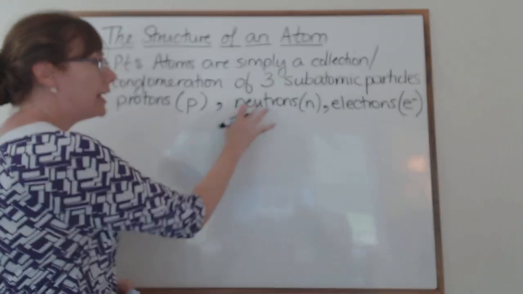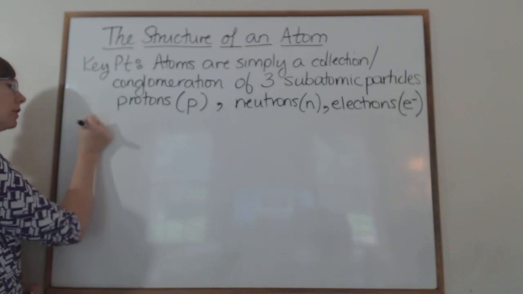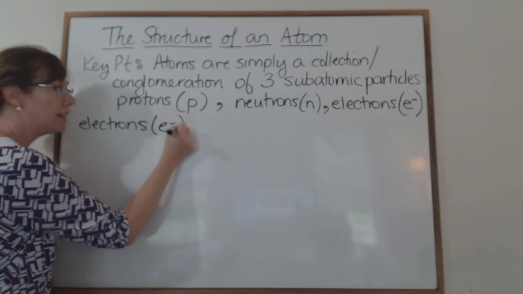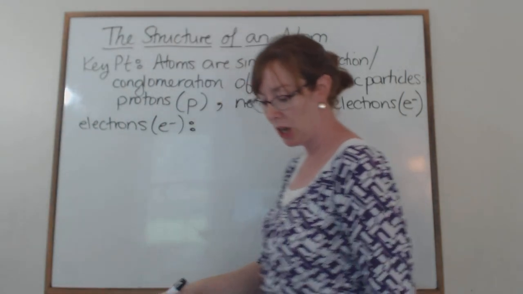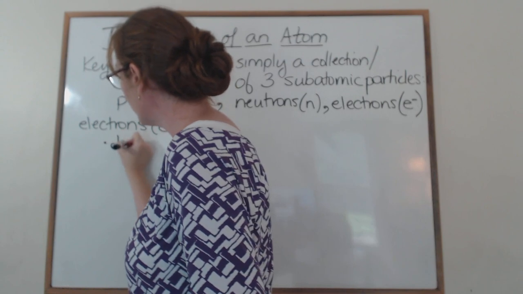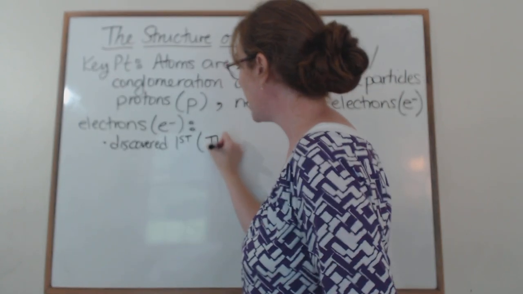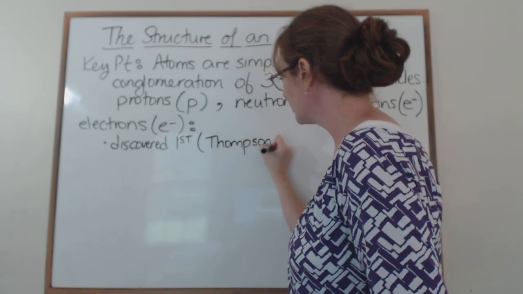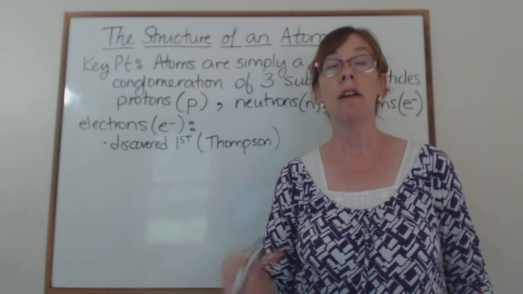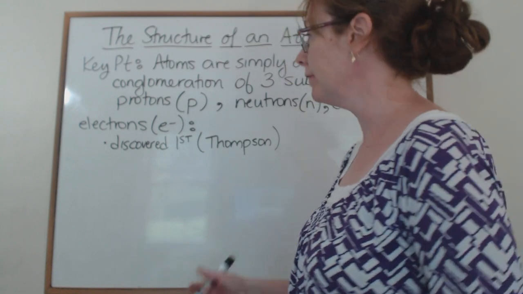All right, what we're going to do is take each of these one at a time and learn a little bit about them. Let's start with electrons. Once again, e minus for electrons. Let me give you a few things you need to know about electrons. The first thing we should mention is that electrons were discovered first. They were discovered by J.J. Thomson. That's going to end up being important when we learn about the plum pudding model and the famous gold foil experiment, which we'll do later. But for now, let's just jot on the board that electrons were discovered first.